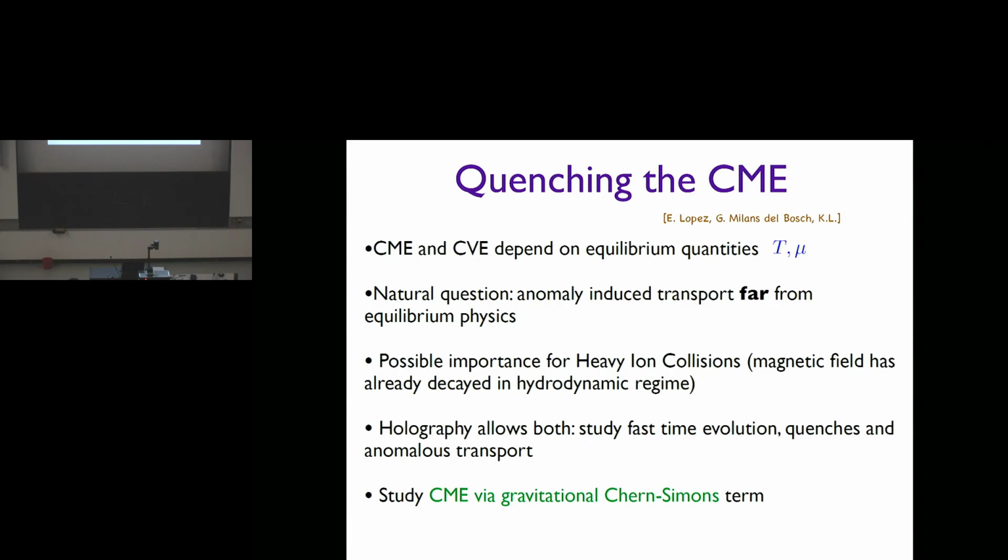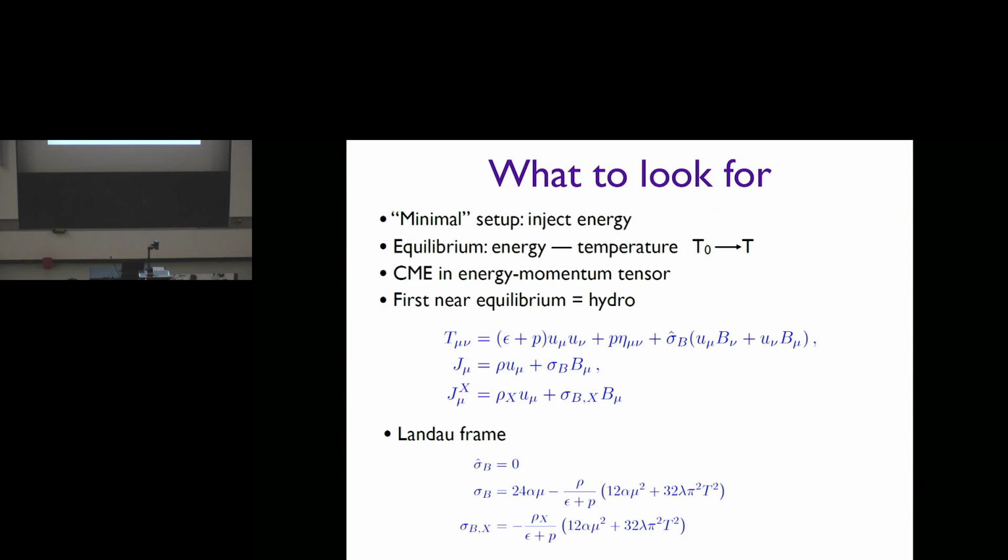What we concentrated on was this gravitational Chern-Simons term. Our setup was: we take a black hole in Anti-de Sitter space, we throw in some additional stuff, a scalar field, say, which is just energy and no other charge. That, of course, will increase the temperature of the black hole, but only asymptotically, because the temperature is defined only when you are in equilibrium. And we want to see how long it takes for this chiral magnetic response to build up and reach the full equilibrium response.